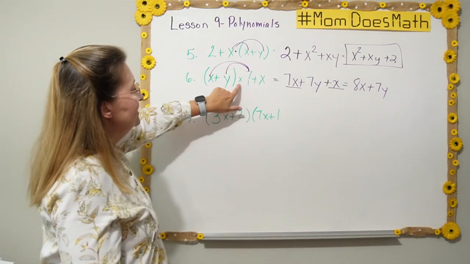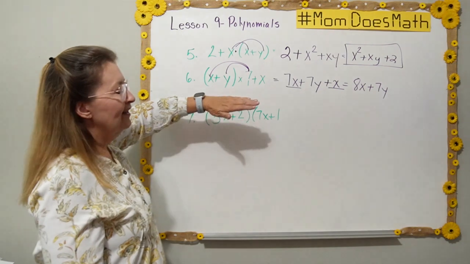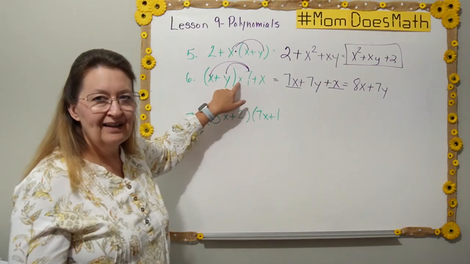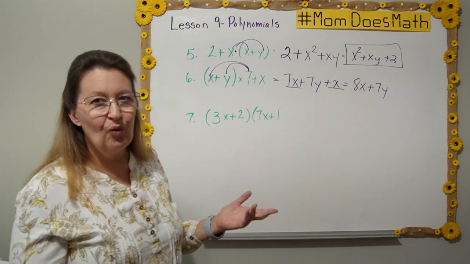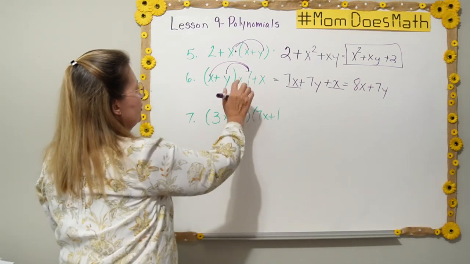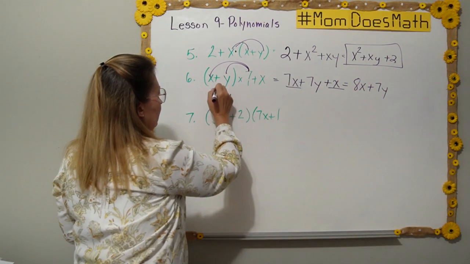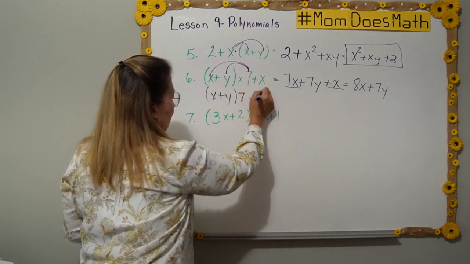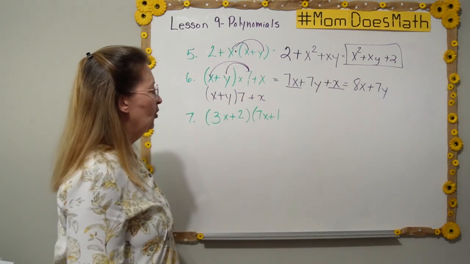So, like I said, normally in upper level math, you don't use the x for multiplication anymore because it gets confused with a variable. This should have been written like that. That would have been more clear.